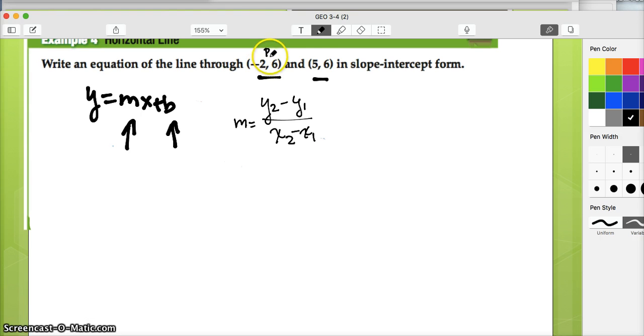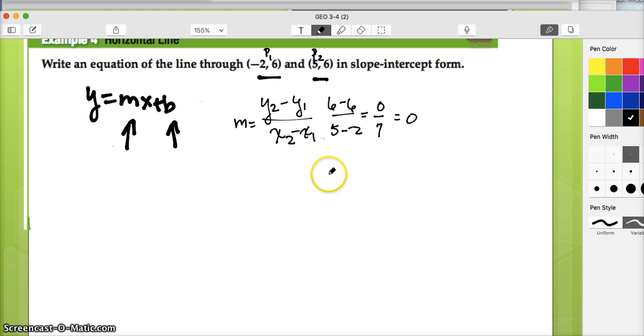So let's call this one point 1 and this one point 2. And we're going to do what we need to do. We're going to subtract this one and then subtract this one and find the slope. So the numerator is 6 minus 6, and the denominator is 5 minus negative 2. 6 minus 6 is 0. This is going to give me a positive 7. Minus minus gives me plus. So basically my slope is 0.